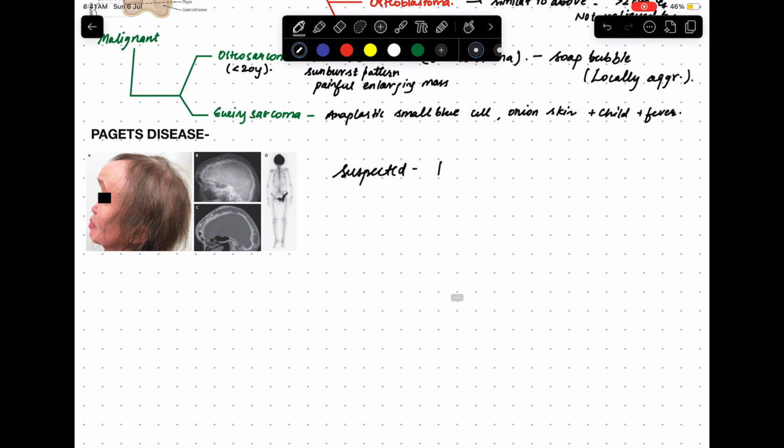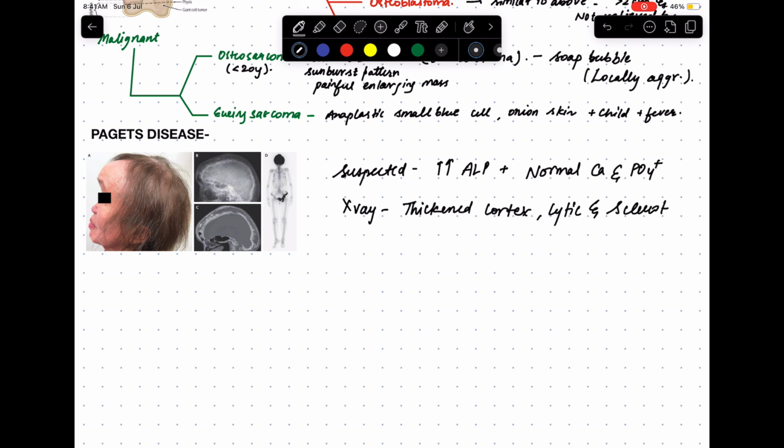Next is Paget's disease of bone. Basically it is a chronic focal disorder with abnormal bone remodeling and with excessive bone resorption followed by disorganized bone formation. This is the basic pathophysiology for it. Now, if you are suspecting Paget's disease, then ALP levels would be skyrocketing. There would be very high levels. Along with that, calcium and phosphate levels would be normal. So this is diagnostic for Paget's disease. Along with that, on X-ray, you'll be able to see mixed lytic and sclerotic lesions. Thickened bone cortex would be there and bone expansion would also be seen.